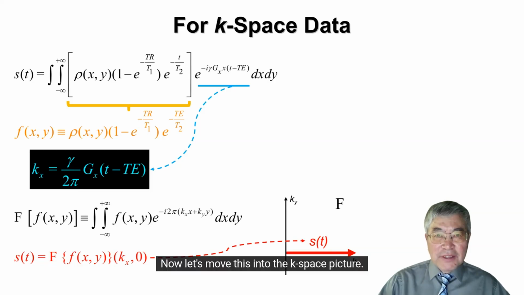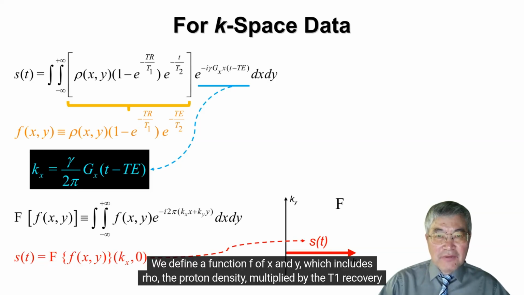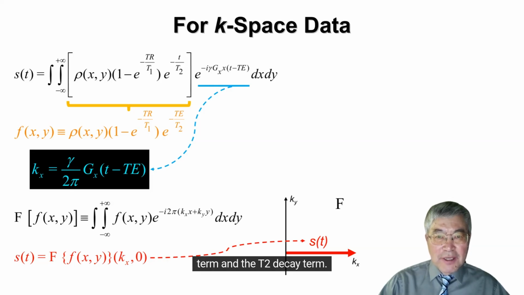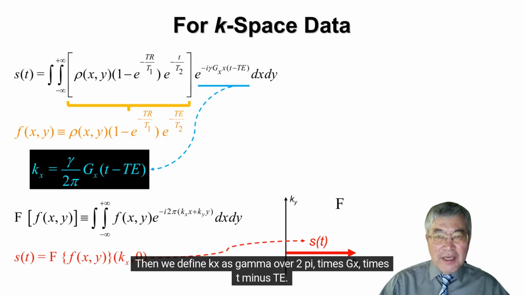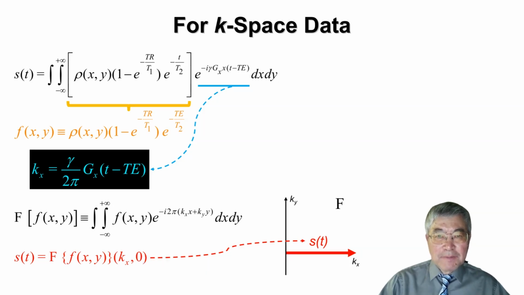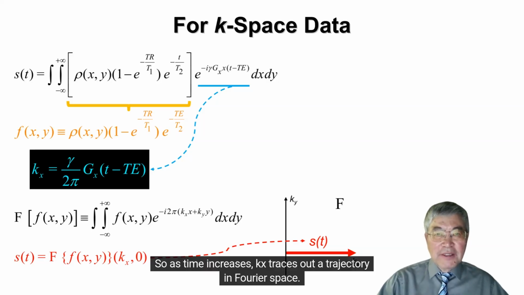Now let's move this into the K-space picture. We define a function f of x and y, which includes RHO, the proton density, multiplied by the T1 recovery term and the T2 decay term. This function describes the true tissue properties in space. Then we define kx as gamma over 2 pi times gx times t minus te. So as time increases, kx traces out a trajectory in Fourier space.